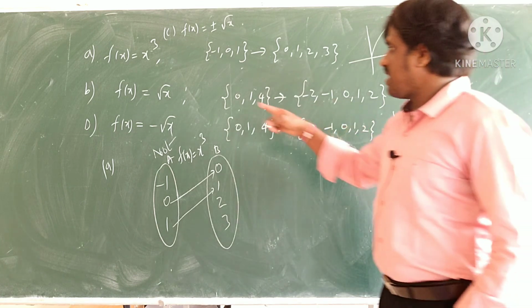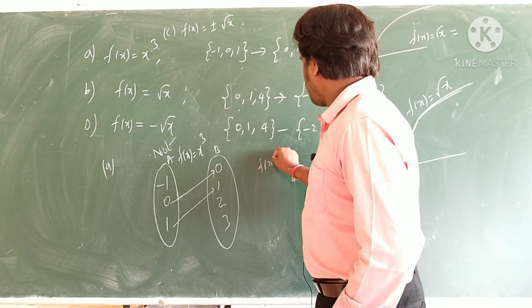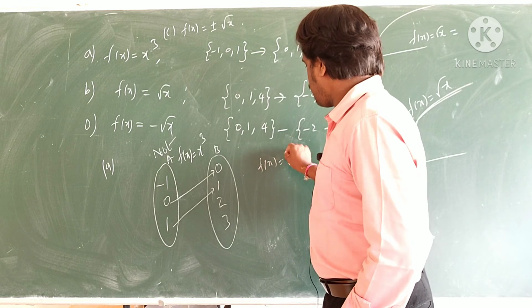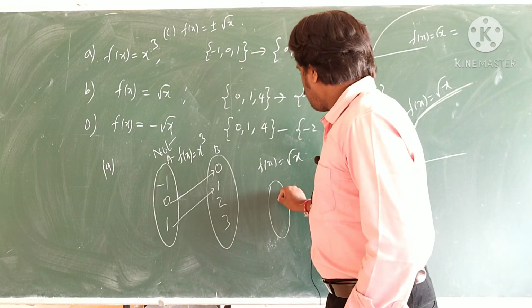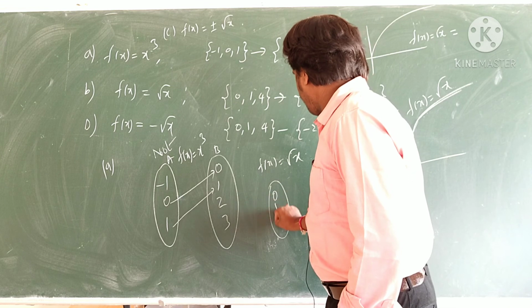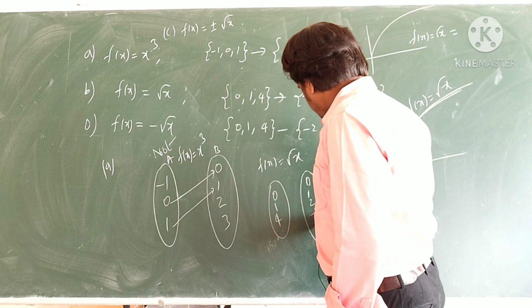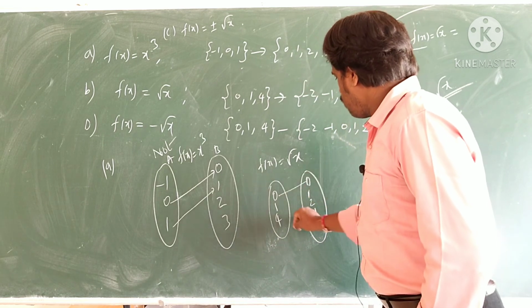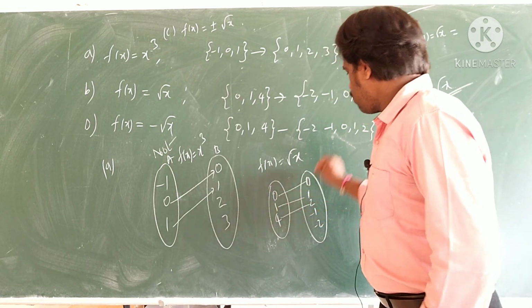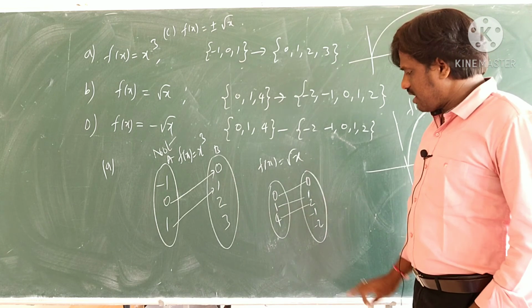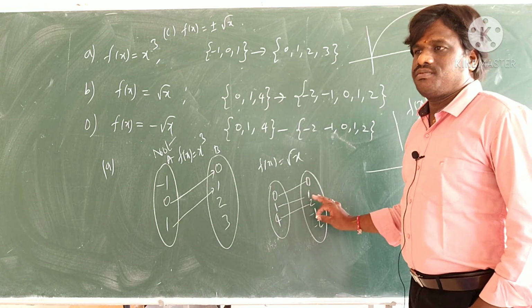Here f of x is equal to root x, it is a positive x. So you can take here 0, 1, 4, and here 0, 1, 2, minus 1, minus 2. 0 is 0, 1 is 1, 4 is 2, the square root of 4 is 2. You have to take it like this. So this is a function.